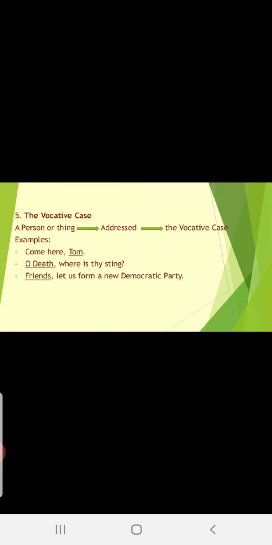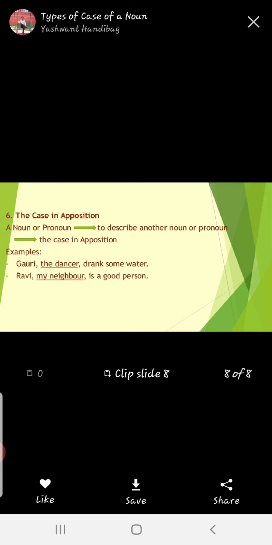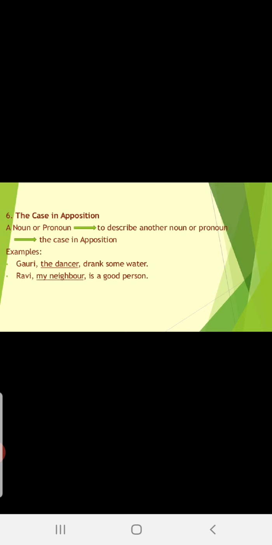Fine. Friends, let us form a new democratic party. Who are friends? Who are vocative, to whom we are addressing. Students, write your notes. So, who is here vocative? You people, students. Fine.